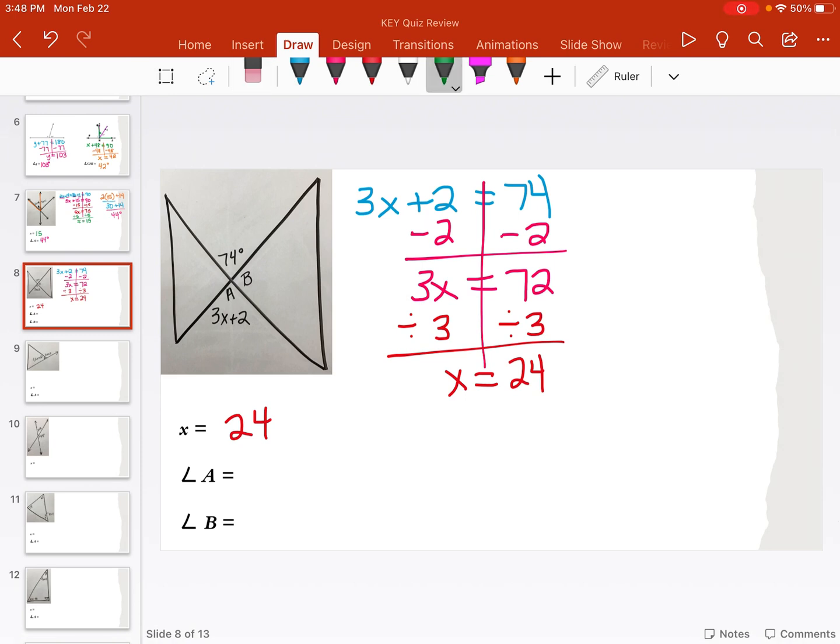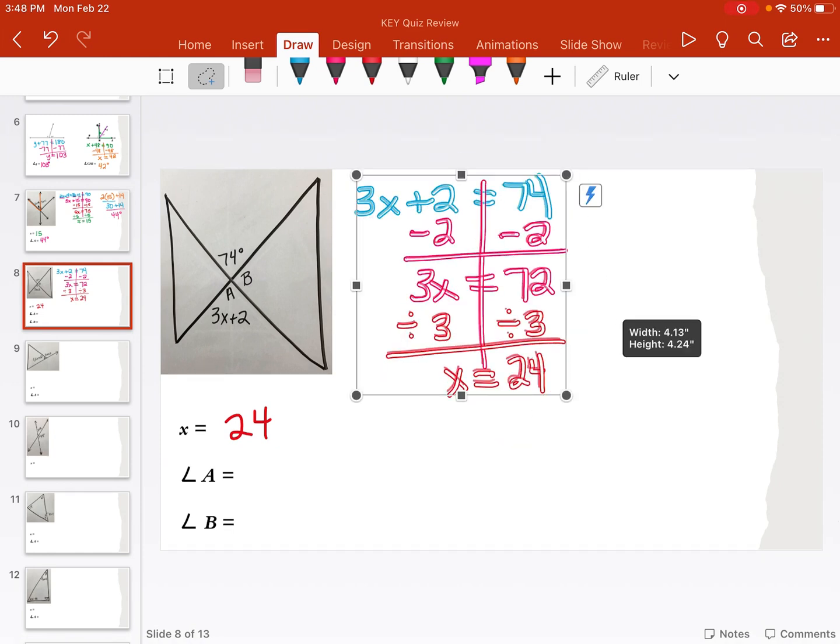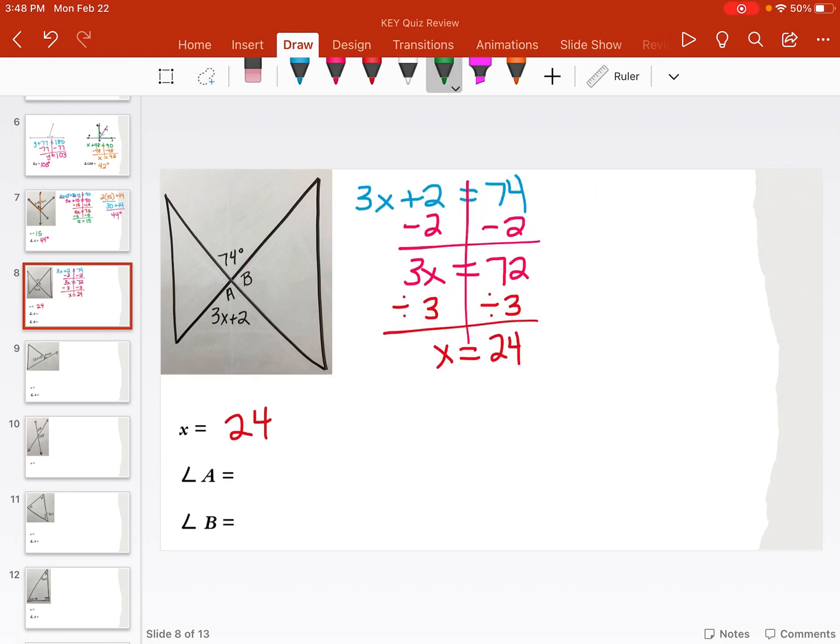Now I can plug in for x to solve for my different angles. So for angle A, the equation was 3x plus 2. So I'm going to do 3 times 24 plus 2. And I can just substitute this in, or really, let's think even easier. We already set it up that this was equal to this. So if I already know it's 74, I can just put it right here, 74 degrees. You can plug it in and solve this out. You're going to get 72 plus 2 and get 74. That's totally fine. You can do all that work, or just remember how those relationships work.